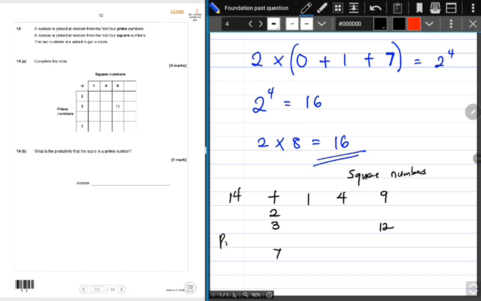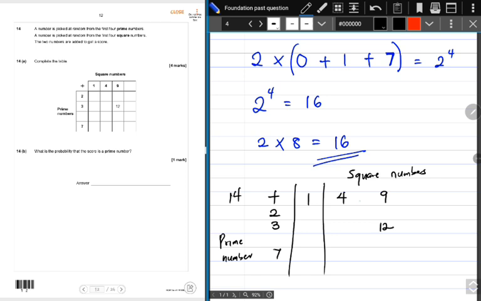Numbers, we have prime numbers here. Now how do we do this? To complete the table, since we have 12 here, we have 3 here. Let me see, 3 times 4 is going to give us 12.